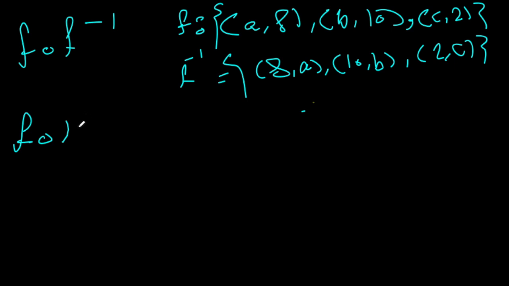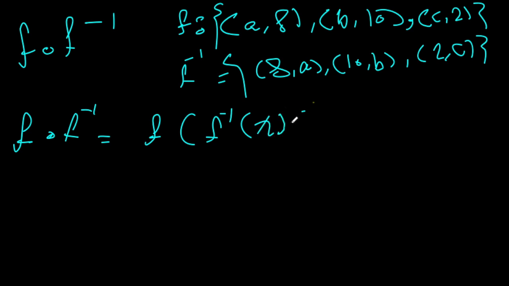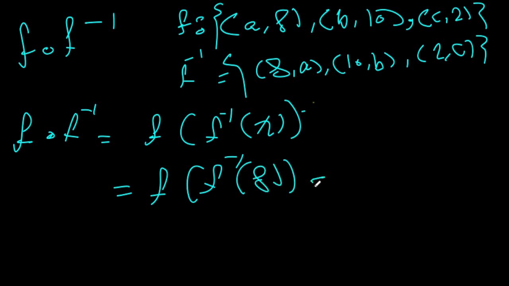Now I need to do F composition F inverse, which is equal to F of F inverse of x, right? Based on the definition of composition. So I need to take now the first element in the inverse, which is 8. F inverse of 8 is basically A, so F of A. And how much is F of A? 8. So the first pair is 8 and 8.